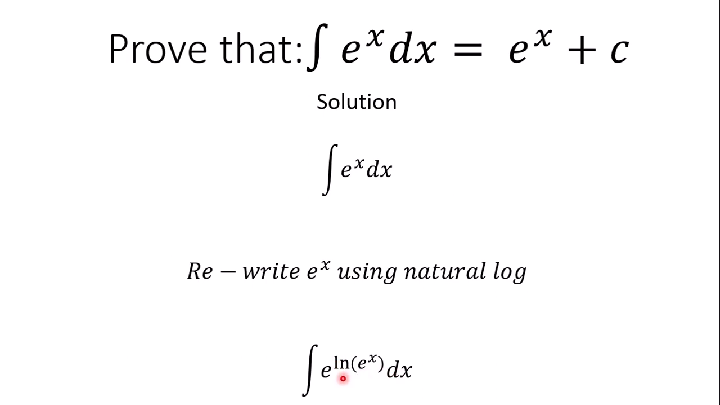So here we are going to do substitution. We will let u equal to e to the power x. Now u is equal to e to the power x, so here we are going to take natural log of both sides.